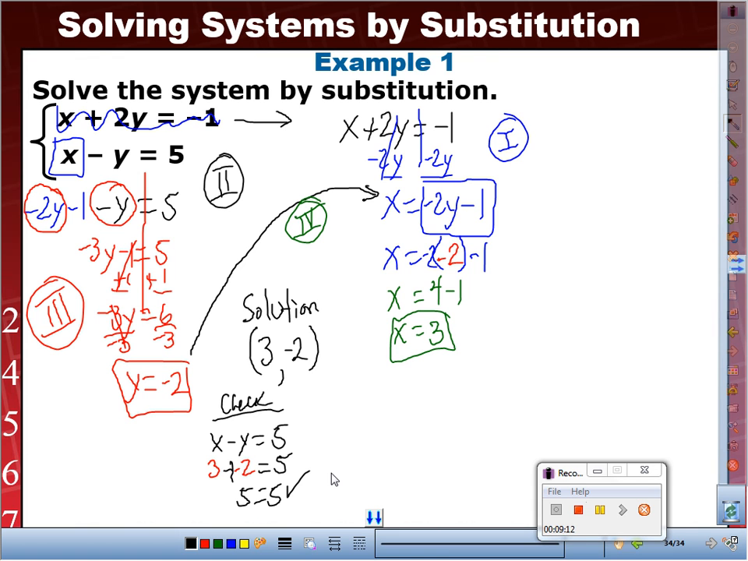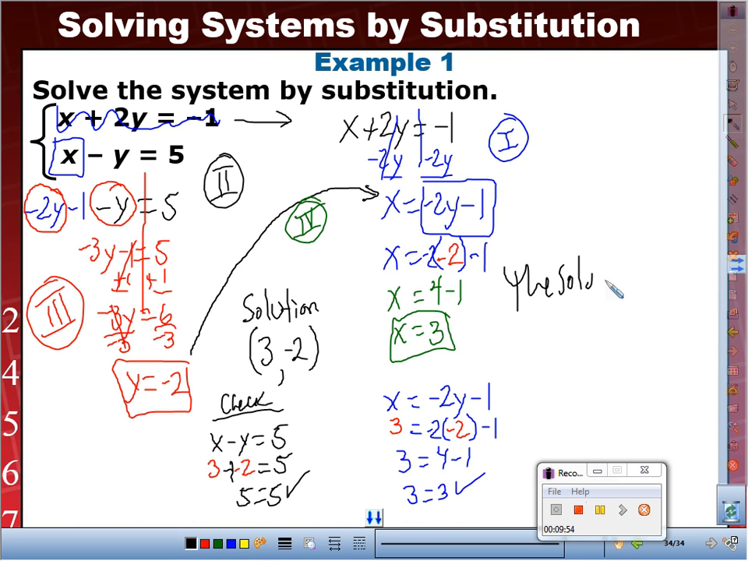But for systems, it has to be true for both. That means I need to check the other equation. What is my other equation? I'm going to write it over here. X equals negative 2y minus 1. I'm going to substitute the values again. What is x? 3. What is y? Negative 2. I bring everything else down. Equal, negative 2, parentheses, negative 1. What is negative 2 times negative 2? 4 minus 1. What is 4 minus 1? 3. Is 3 equal to 3? Yes.